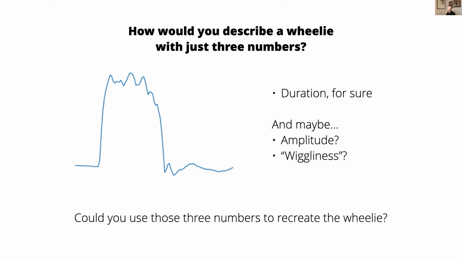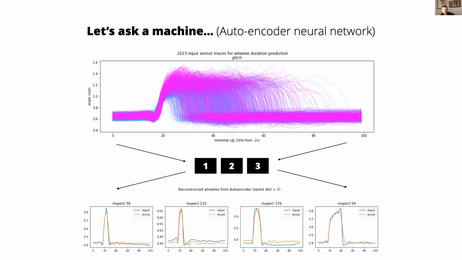And, you know, if I had those numbers, could I then draw what the wheelie would look like? Because that would show me that those numbers captured the essence of the wheelie really well, and I could describe it to somebody else and talk about how I was going and get their feedback. So that's how I might go about describing it. But I thought, let's ask a machine how it would describe those wheelies.